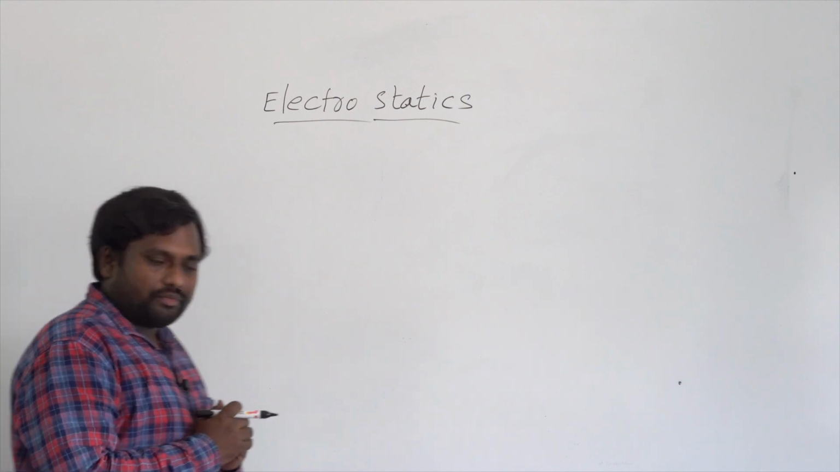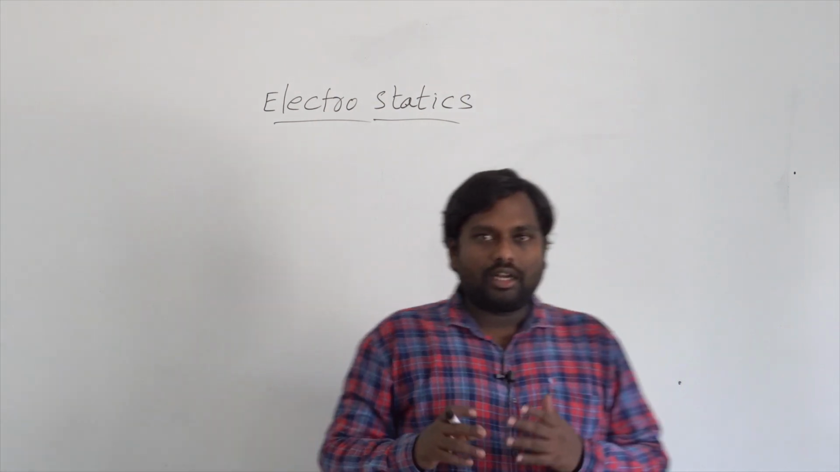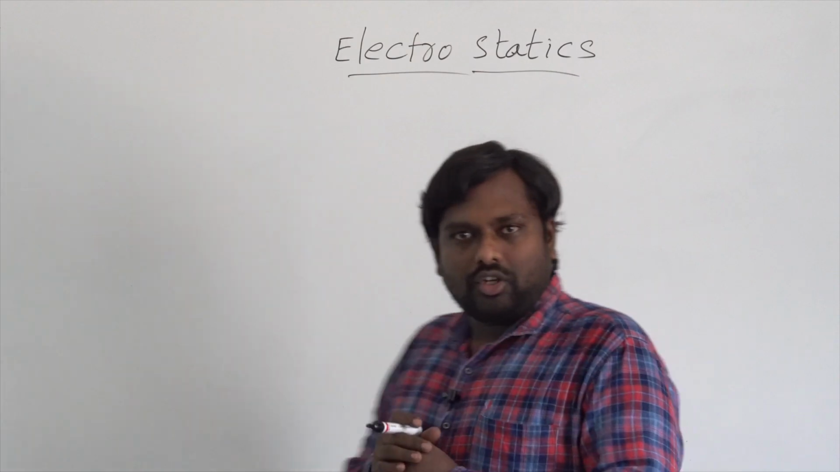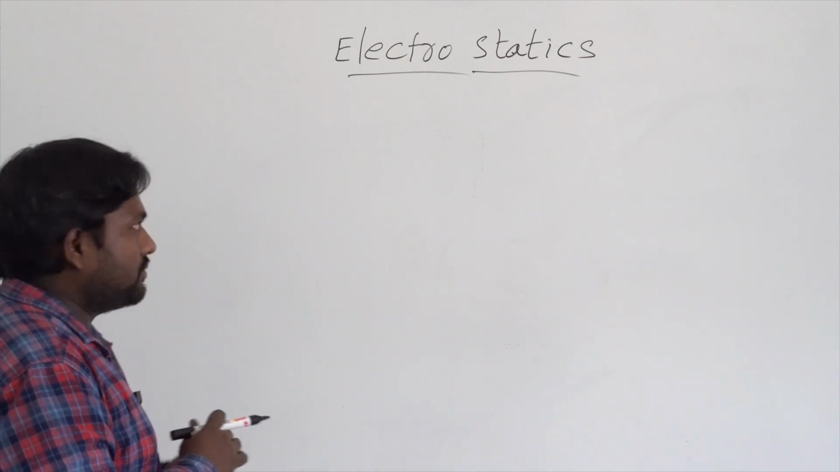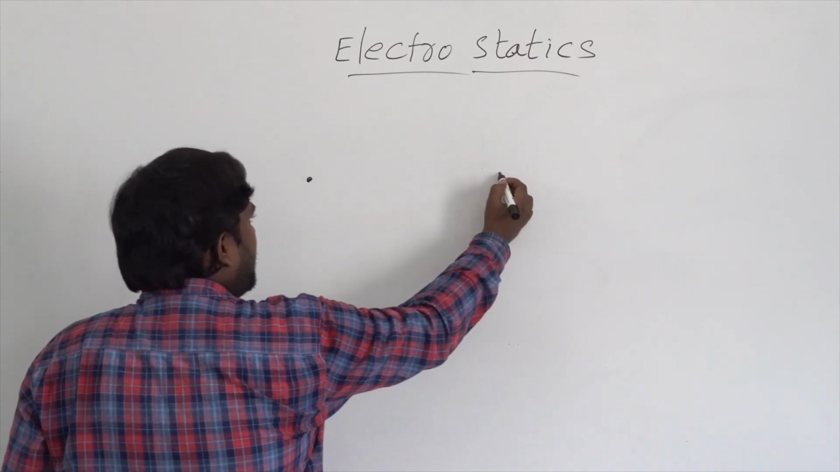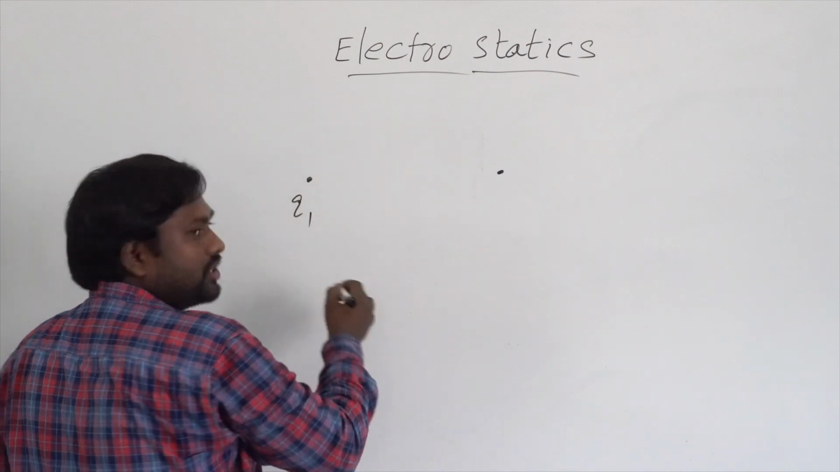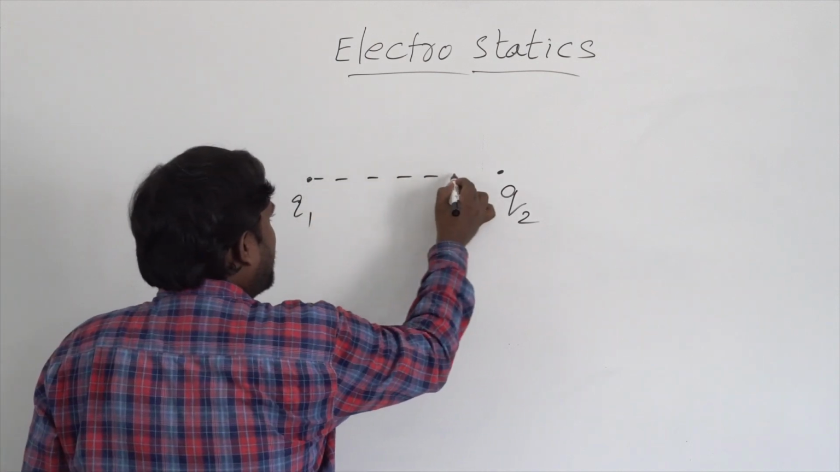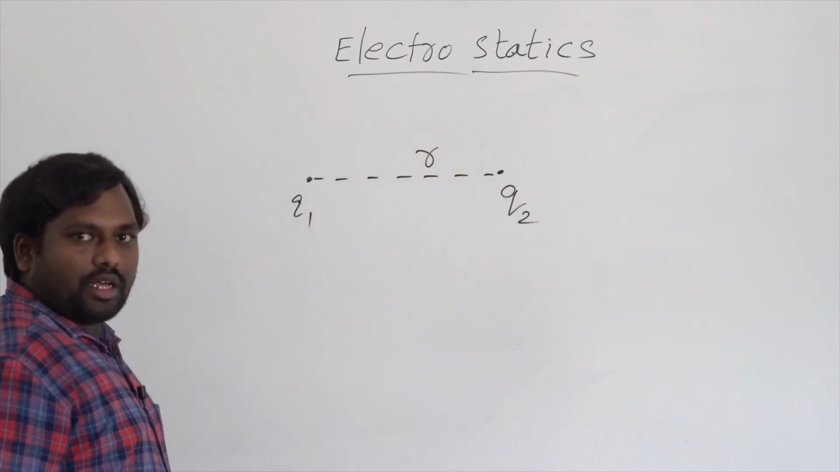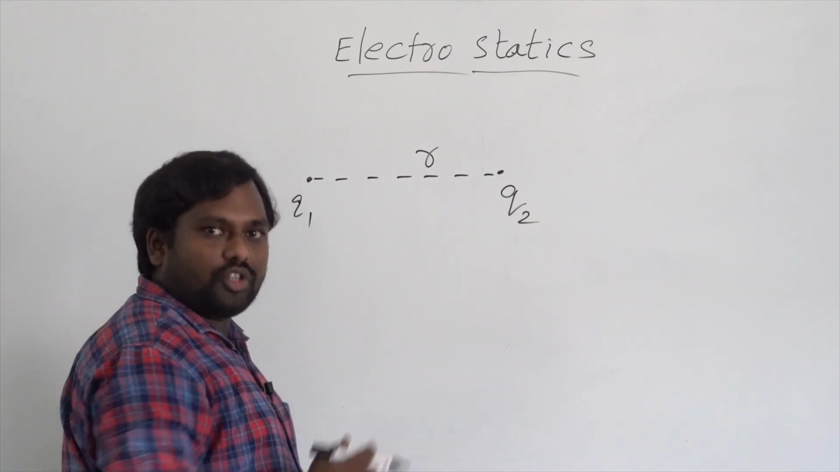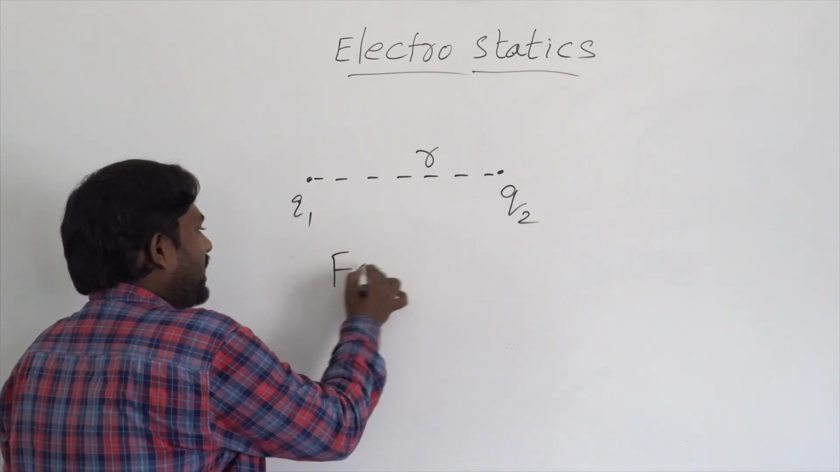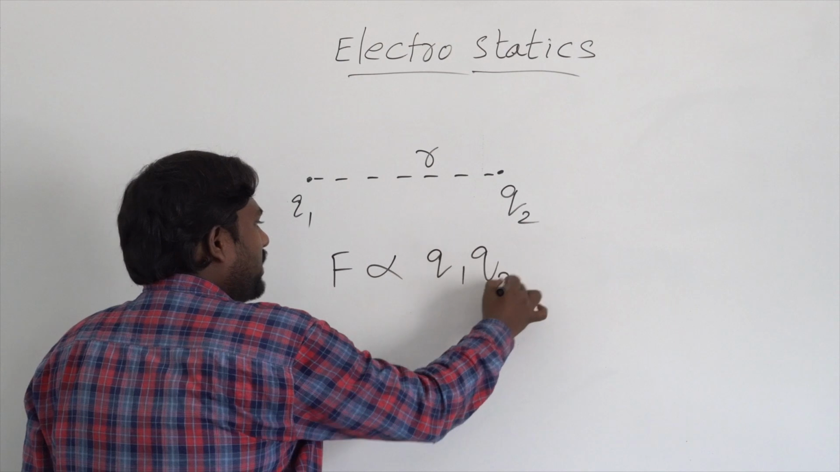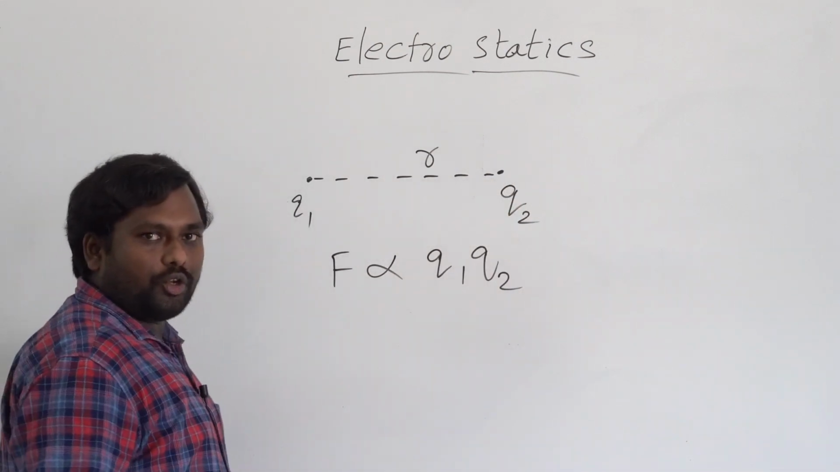In electrostatics, we study the electrical interactions between the charges which are at rest. Let us consider 2 point charges which are placed like this in vacuum. Let us say the charges are Q1 and Q2 and the separation between them is R. The electrical force of interaction between these two charges is found to be directly proportional to the product of the charges. So F is directly proportional to Q1 Q2.